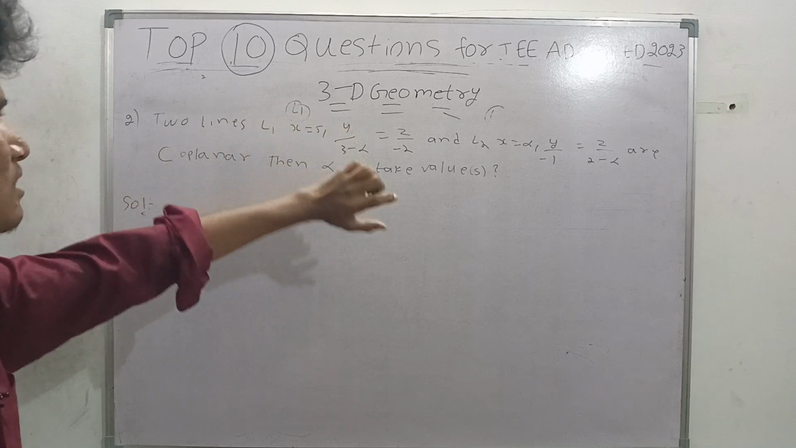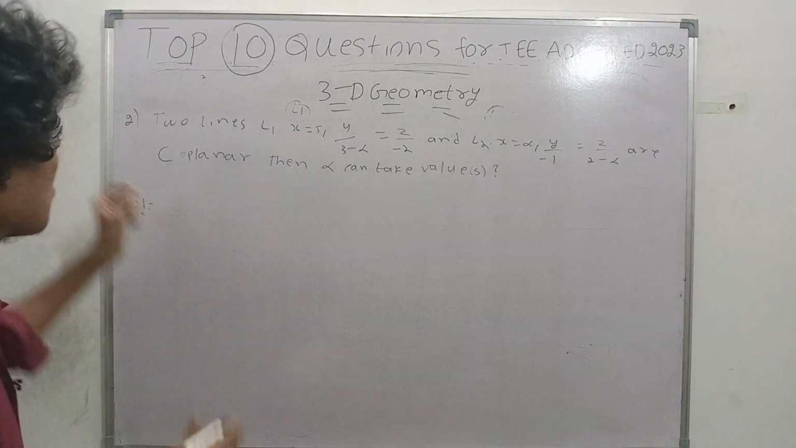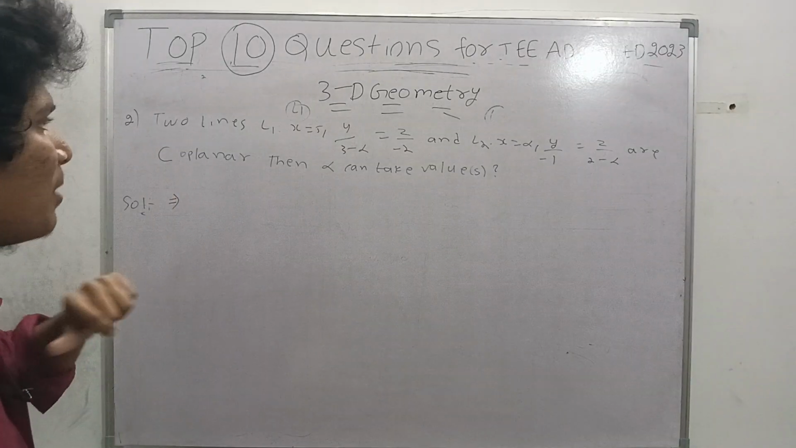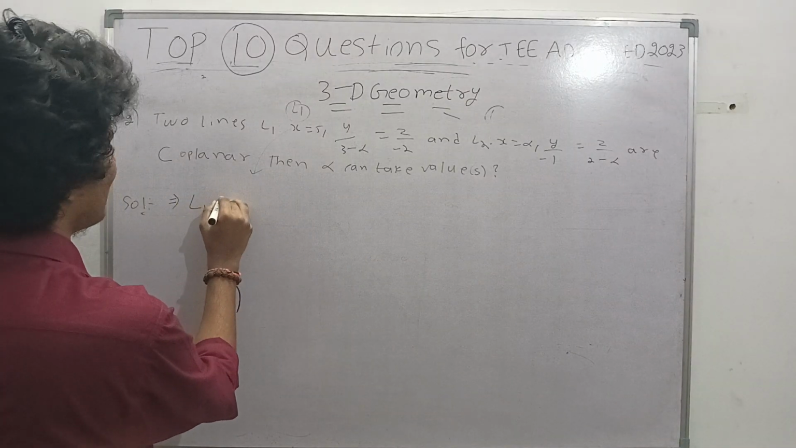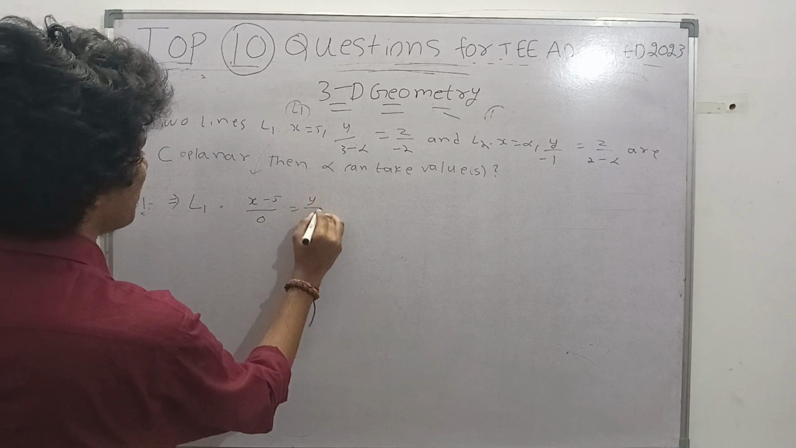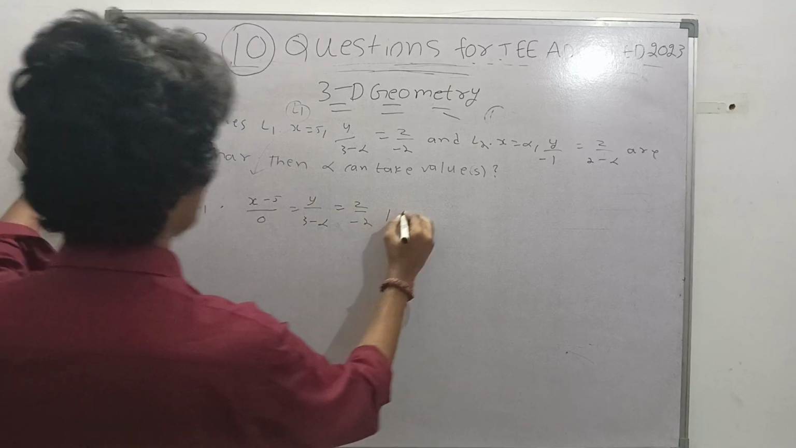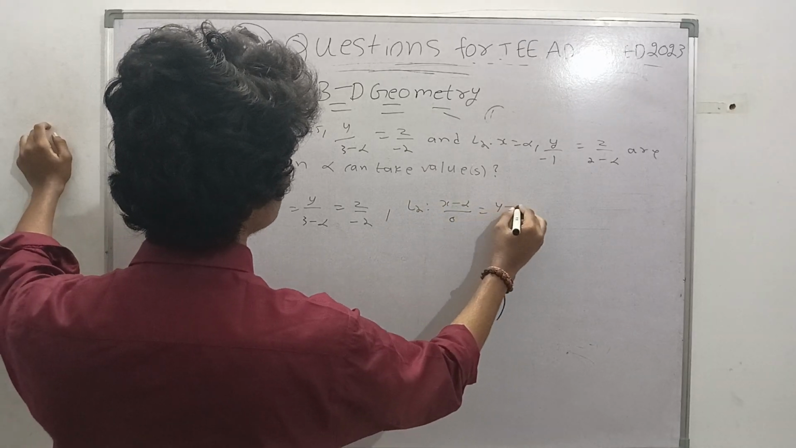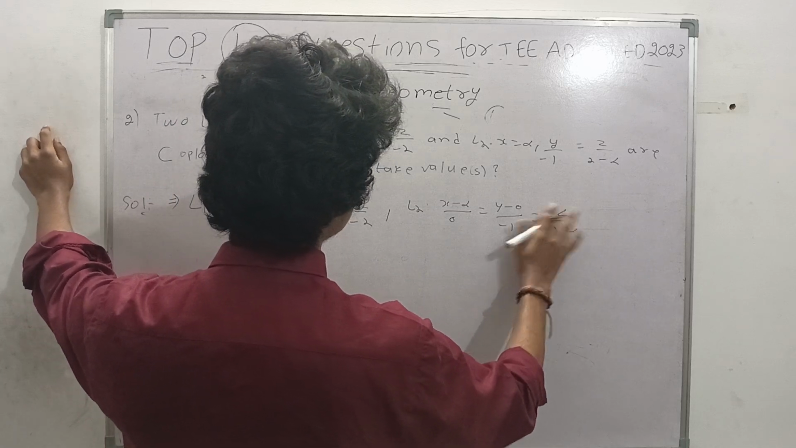Two lines, these two lines are given, and these two lines are coplanar. So then alpha can take the values. When it is coplanar, it is very clear. First of all, we have to make the lines very neat. Line L1 we can make as x minus 5 divided by 0 equal to y minus 0 divided by 3 minus alpha equal to z divided by minus 2. This is line L1, and line L2 is x minus alpha divided by 0 equal to y minus 0 divided by minus 1 equal to z divided by 2 minus alpha.